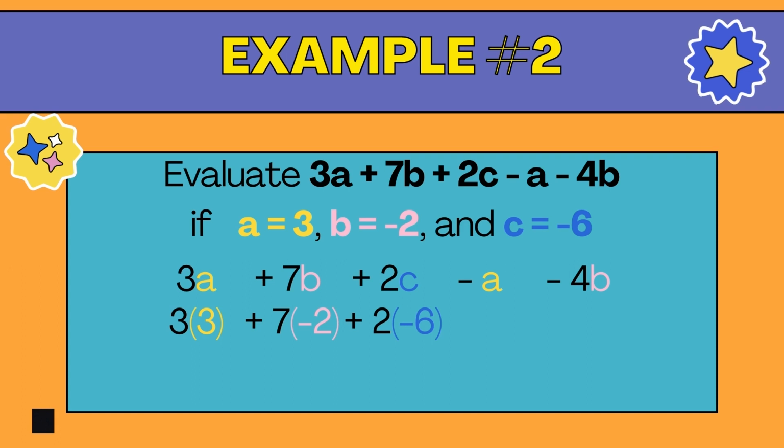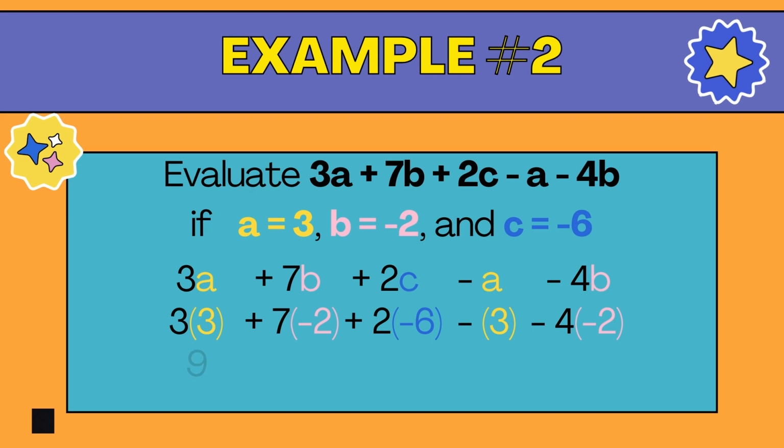Then we have plus 2c. c is negative 6, so instead of writing a c, we will write in parentheses negative 6. For the term minus a, we can just write minus 3. And finally, for minus 4b, we write minus 4 times negative 2 in parentheses, since b equals negative 2.